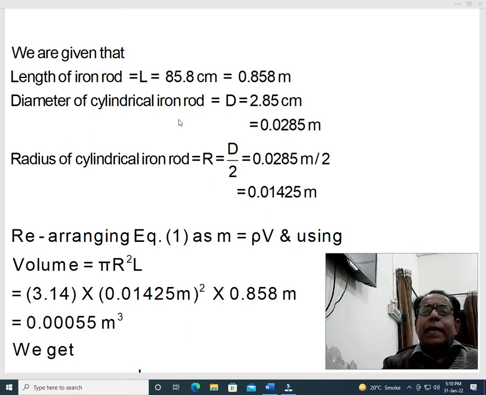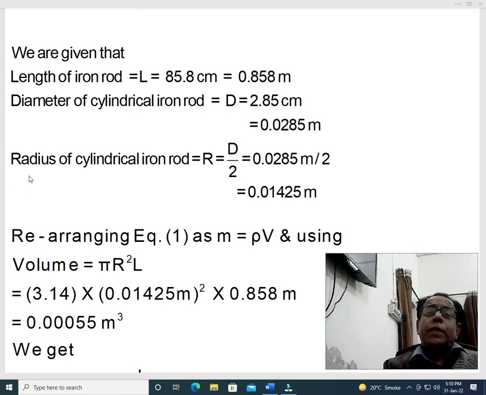Okay, the diameter of the cylindrical iron rod D equals 2.85 centimeter equals 0.0285 meter. Again, the same reason: we are following the MKS system and length is taken in meter instead of centimeter, so we have converted both quantities from centimeter into meter. We have denoted length by L and diameter by D. While it is not necessary, it is just for our convenience.